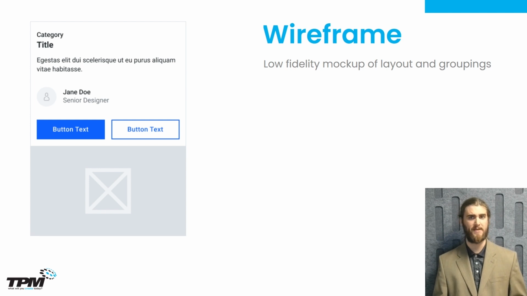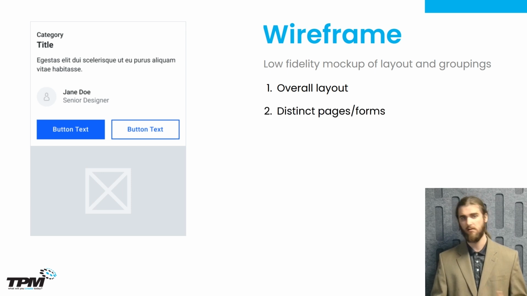It is not meant to be a final product, rather a way to quickly and easily visualize the layout and functionality of the configurator. Don't worry about colors, fonts, or even verbiage. Rather, focus on layout and functionality. Start by designing the overall layout of the configurator. This could be the header, sidebar, and main content. Then move on to the distinct pages or forms that the user will interact with. This could be the login or account creation page, the main configurator page, and the results page.